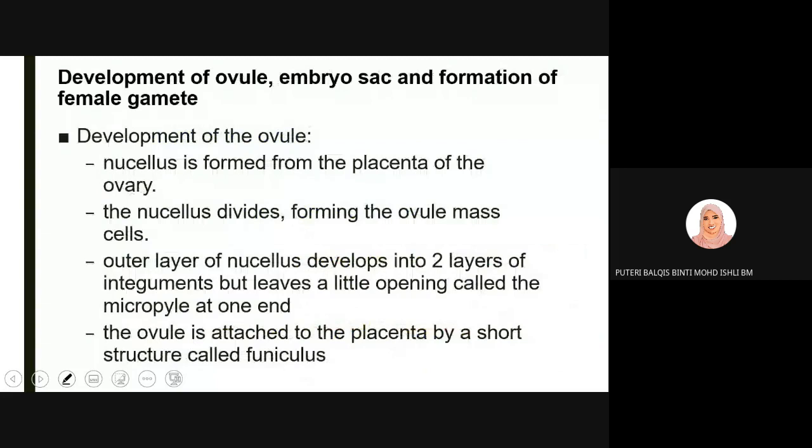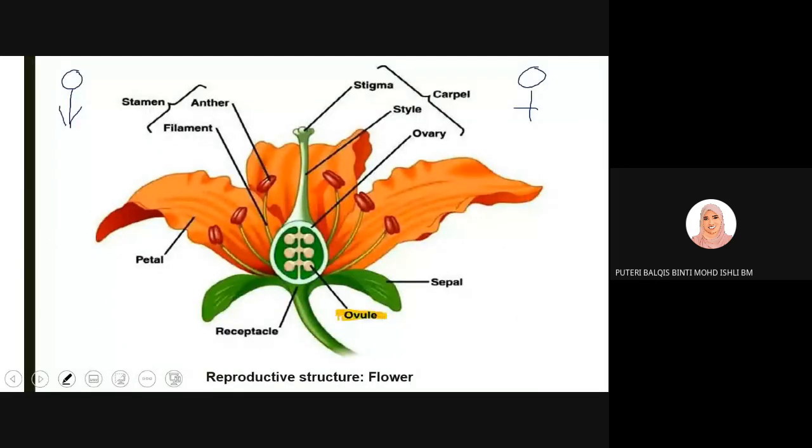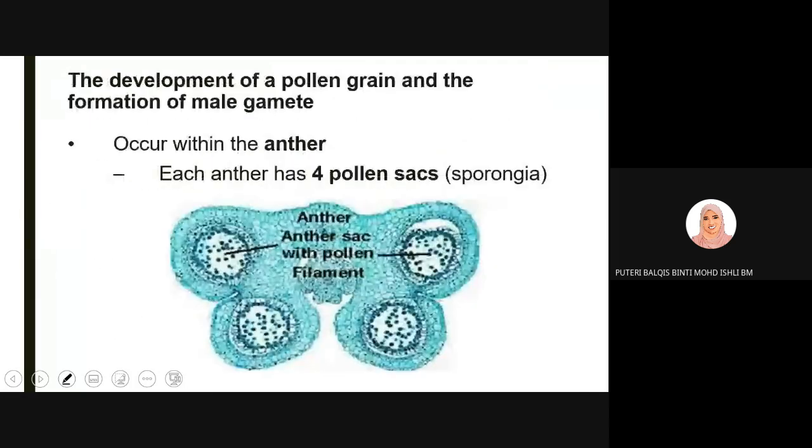Alright. This is development of ovule. Sekarang kita dah masuk kepada female. Development of ovule, embryo sac, and formation of female gamete. So what we're going to discuss first is development of the ovule. Macam mana ovule ni grow? Macam mana dia boleh develop? Kita nak discuss yang ni lah.